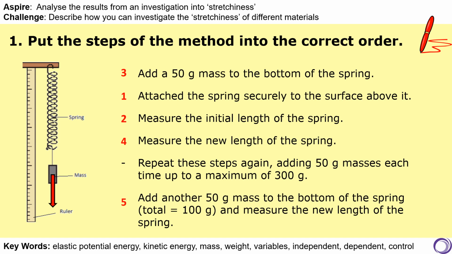Step 5, you're then going to add another 50-gram mass to the bottom of the spring. So now you've added a total of 100 grams. And again, you measure the new length of that spring. And then the final step, you're going to repeat these steps again, each time adding a 50-gram mass until you get to a maximum of 300 grams.